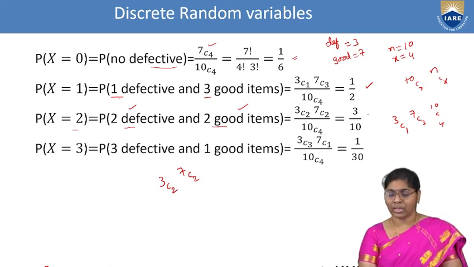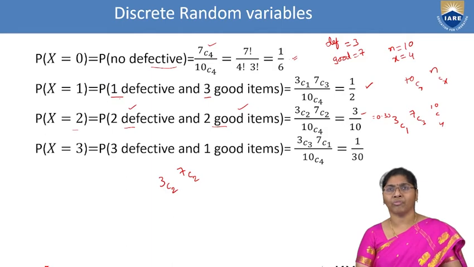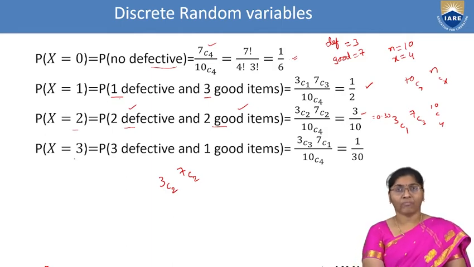10C4. Then the calculation part is 3 by 7, 3 by 10. That is also 0.33 something. Then this is also a value between 0 and 1. Next, P of x equal to 3.